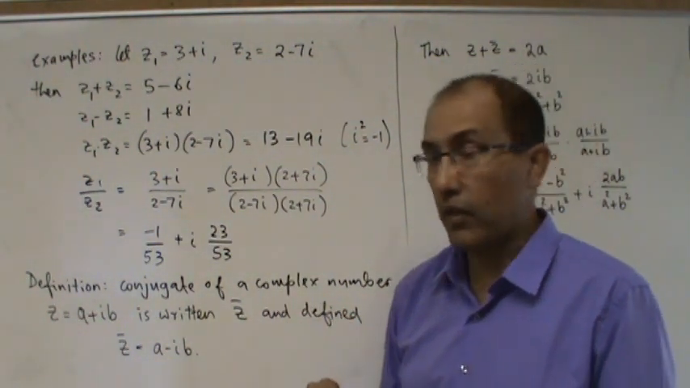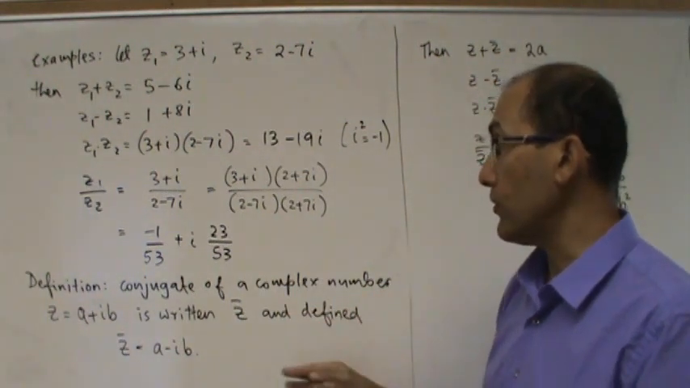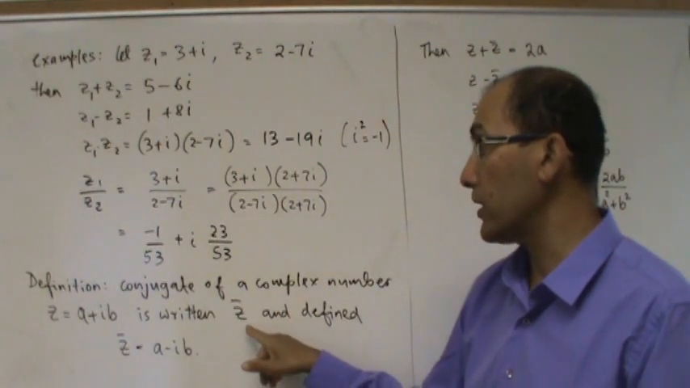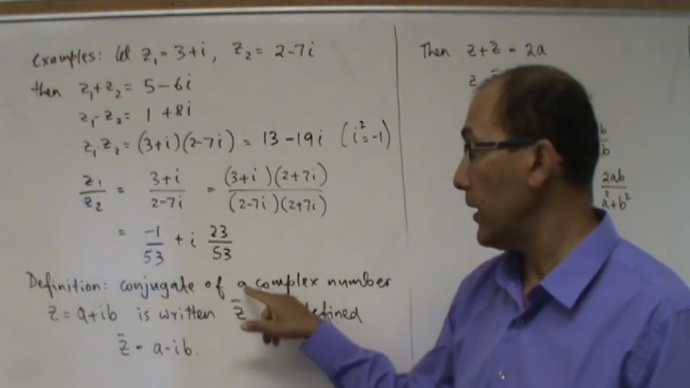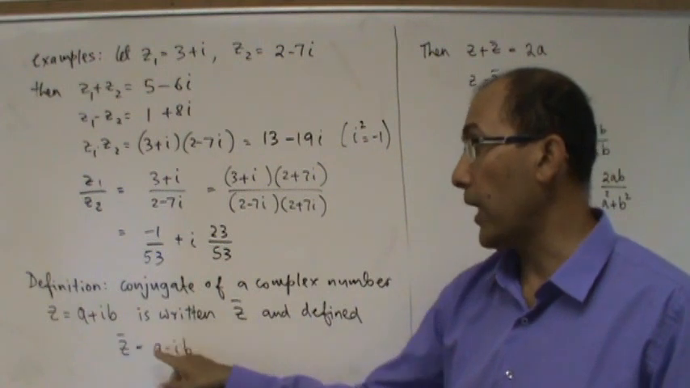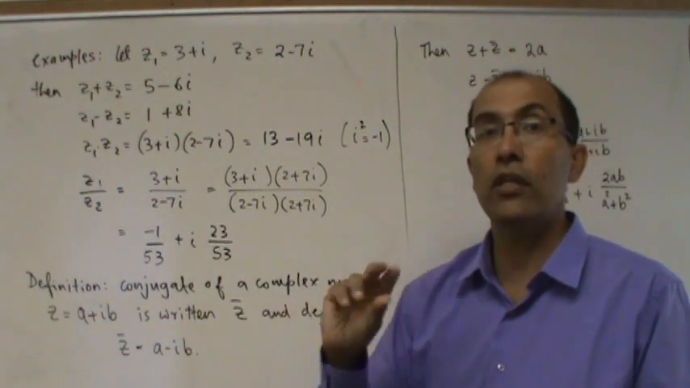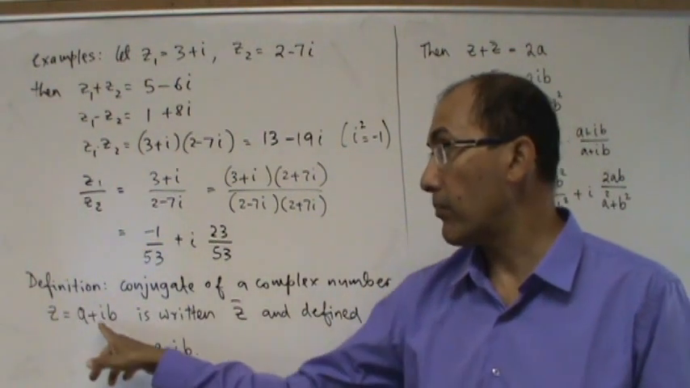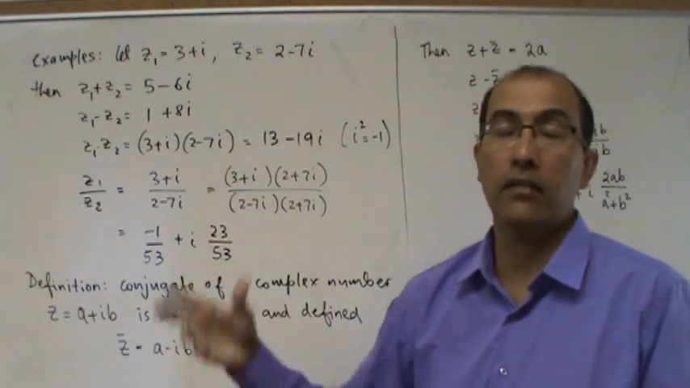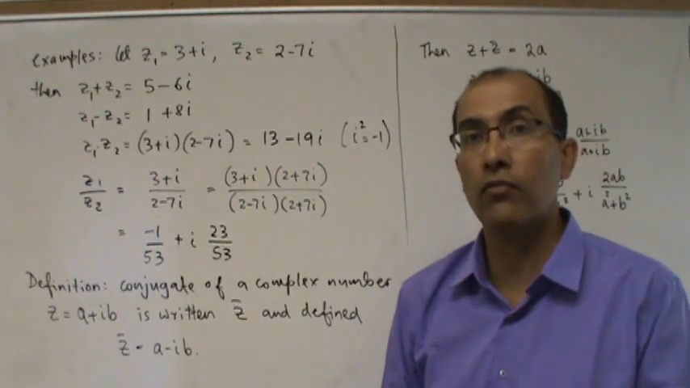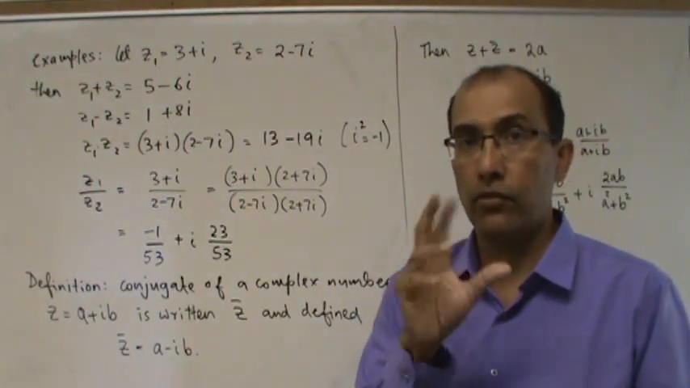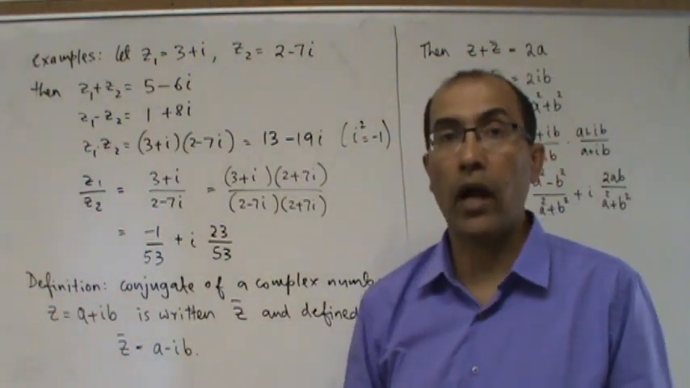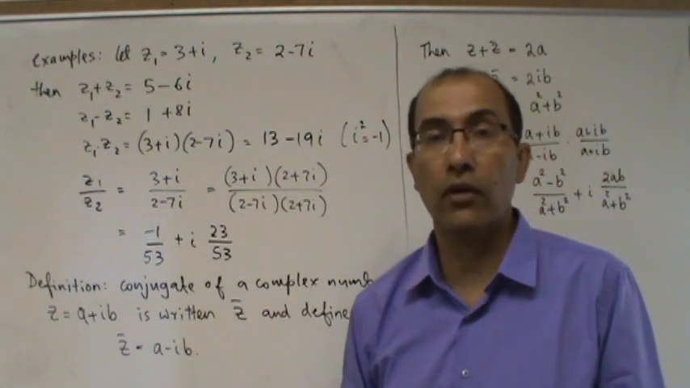So the conjugate of a complex number I want to define now. If you have a plus i b as your complex number, the conjugate is written with a z bar like that, and it's defined to be a minus i b. So essentially you change the sign of your i. If you had plus i, then it should be negative i. If you had negative i, obviously the conjugate will be plus i. So you just change the positive or negative sign of the i part, and then you have your conjugate number.